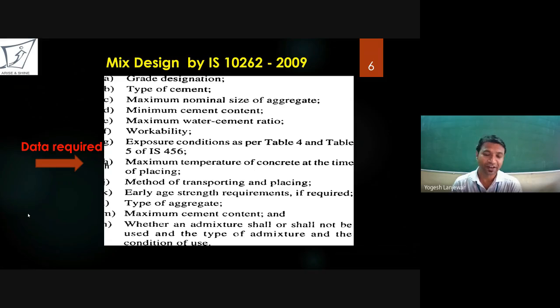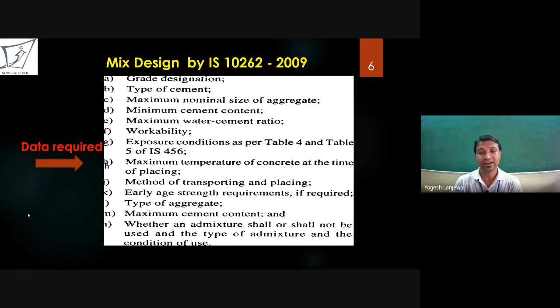Workability plays a great role in concrete and it is also related to the strength of concrete. So we should have the workability value too. There are various exposure conditions mentioned in the IS code, IS 456, in Table number 4 and Table number 5. So we have to choose the exposure condition also. Maximum temperature of the concrete at the time of placing again plays a great role, so we should have the data of that also.